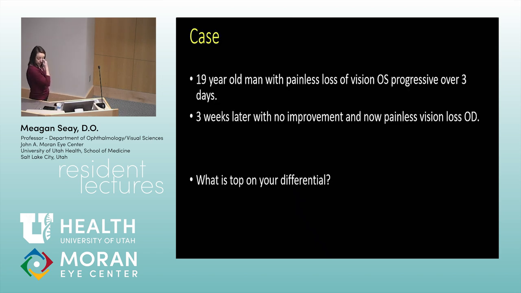So here's the case: a 19-year-old man with painless loss of vision in the left eye, progressed over 3 days. 3 weeks later, he had no improvement in that eye, but then developed painless loss in the right eye. So you guys talk about what's at the top of your differential on this case.